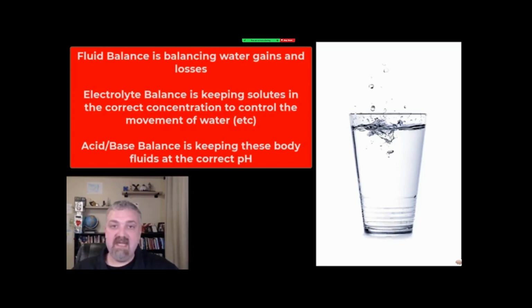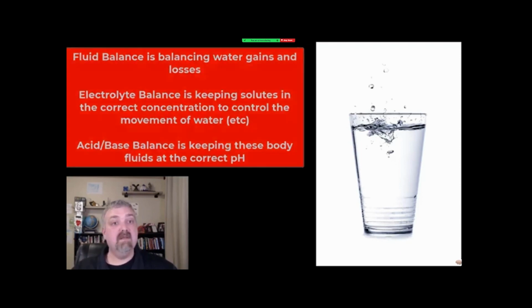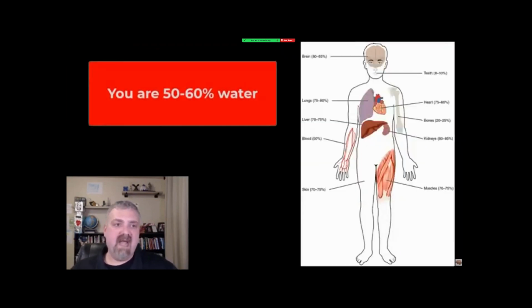Your blood pH is normally 7.35 to 7.45. If you can't maintain that range, if your pH gets too low or too high, proteins denature, your cells fall apart, and you die. So the pH of these fluids is going to matter a big deal, which is why we'll cover acid-base balance as well.